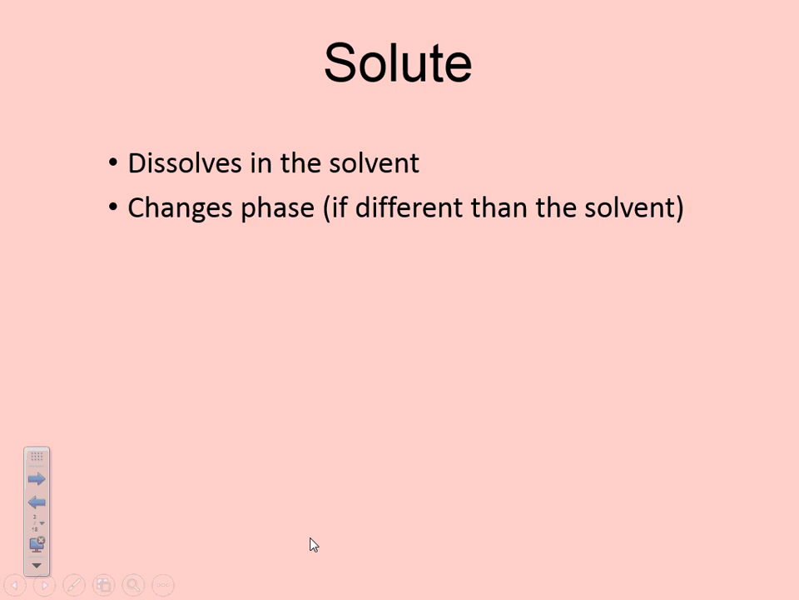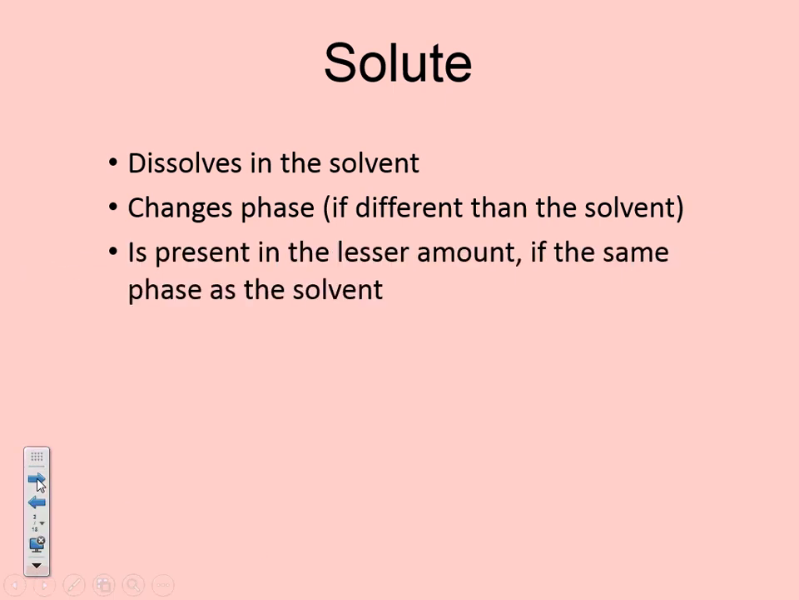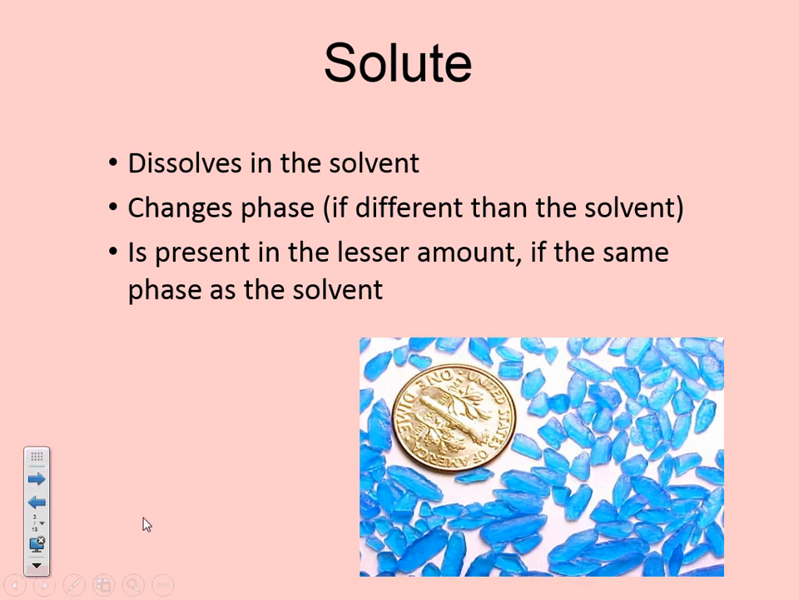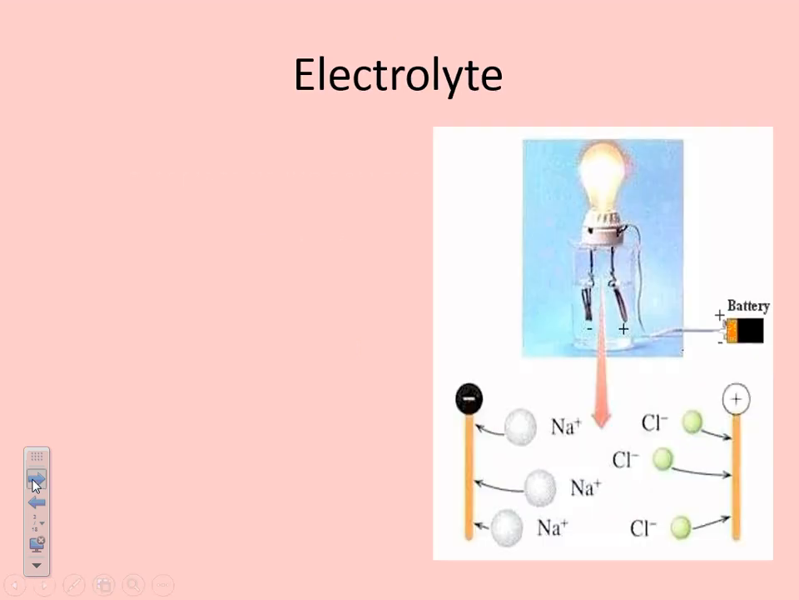The solute changes phase if it's in a different phase than the solvent. For example, NaCl, table salt going into water. Table salt's a solid, water is a liquid. It's present in the lesser amount if in the same phase as the solvent. So that's how you choose which is the solute and which is the solvent. Here's a picture of copper sulfate crystals. The dime's in there to give you some scale so you know how large they are.